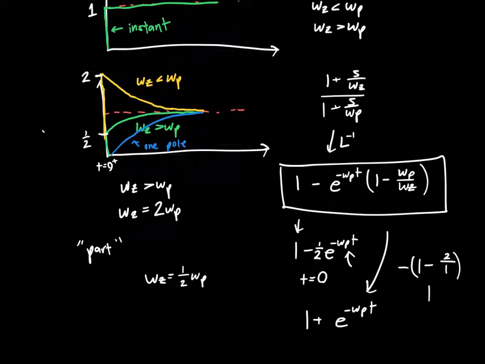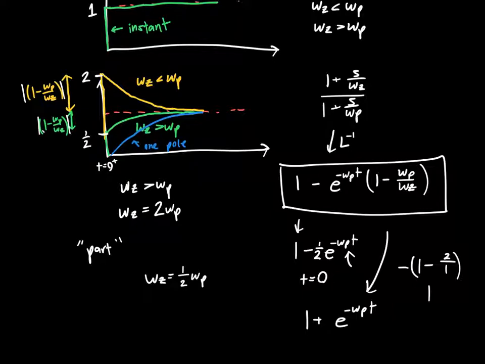So if we want to just summarize, this overshoot has a magnitude of 1 minus omega p over omega z. And similarly, this undershoot, or the amount of response that's left for the pole to do, also has a magnitude of 1 minus omega p over omega z. And these really should be the magnitude of each of these, because it can be negative.